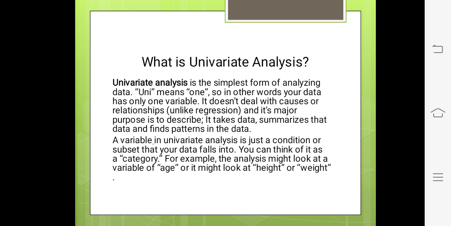A variable in univariate analysis is just a condition or subset that your data falls into. You can think of it as a category. For example, the analysis might look at a variable of age, or it might look at height or weight.